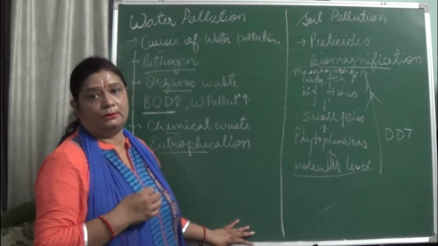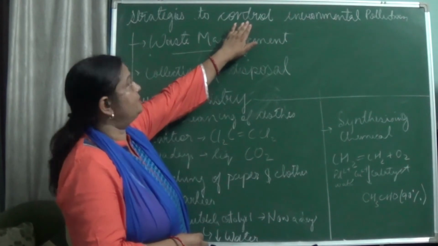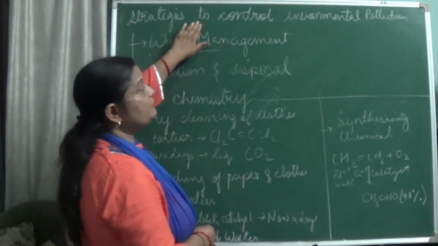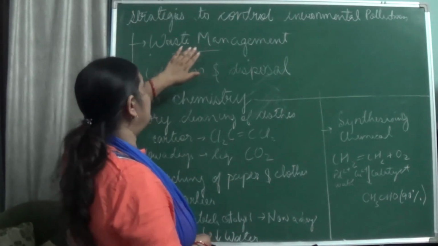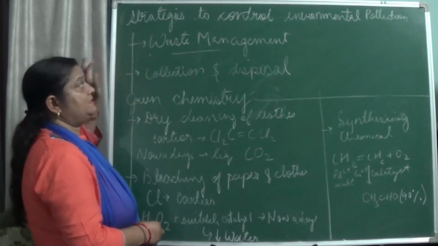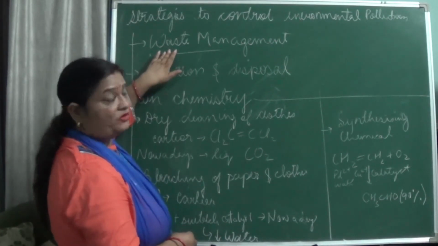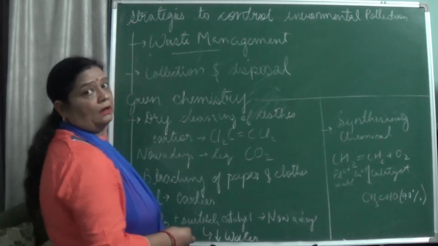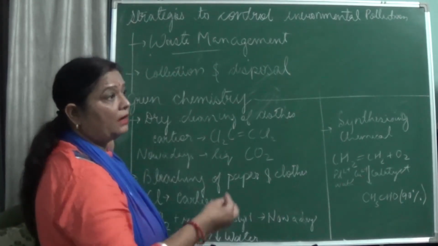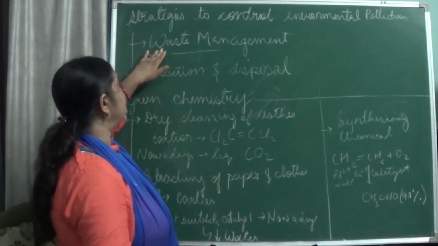Now, what are the strategies to control environmental pollution? What methods should we use in order to control it? So first is waste management. When we are talking about waste, it is not only the organic waste, it is the inorganic waste also, which comes from industries and other places. Organic waste mainly comes from the houses, isn't it?